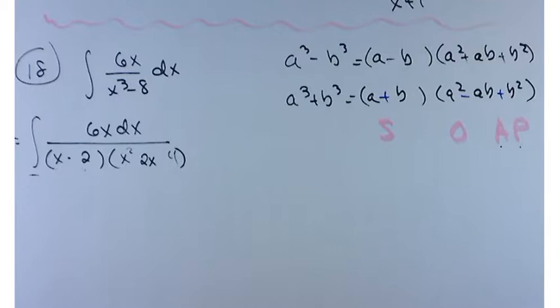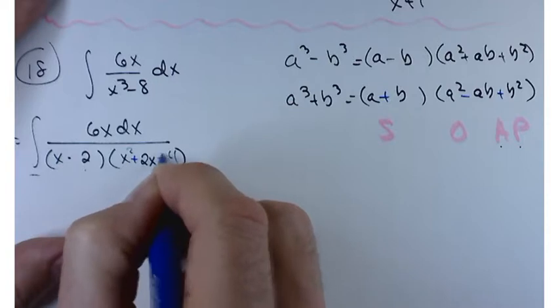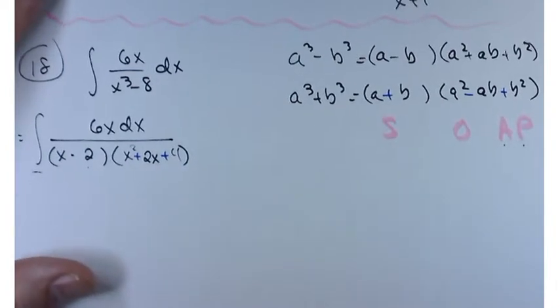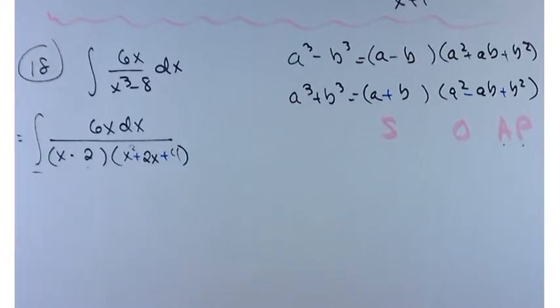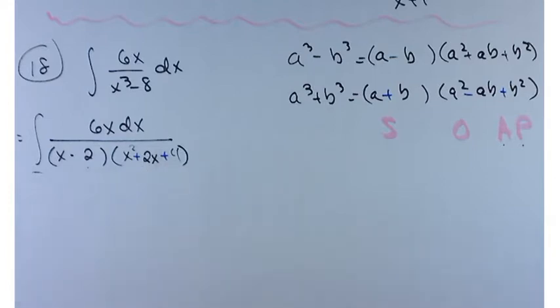How about the signs that go in here? What signs go in here? Both positive. What do you think about x squared plus 2x plus 4? Am I going to get any farther with that one? No. So this is yet another case.